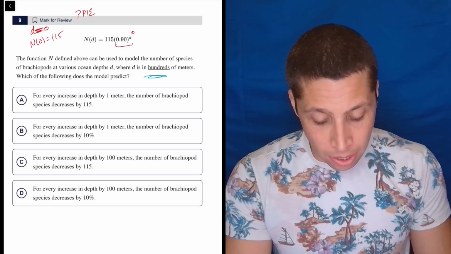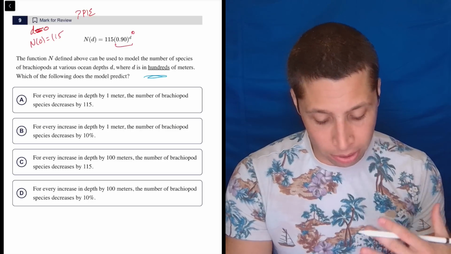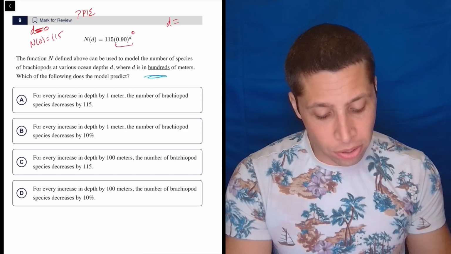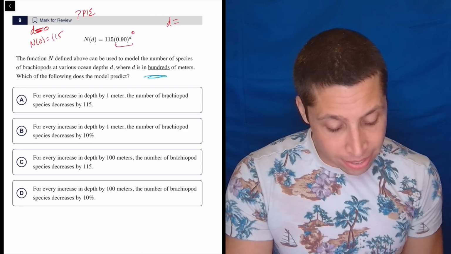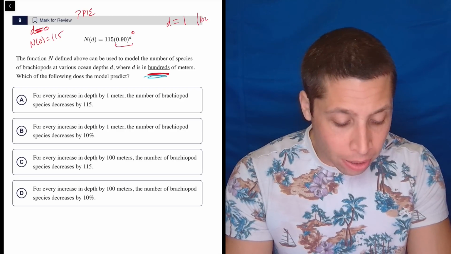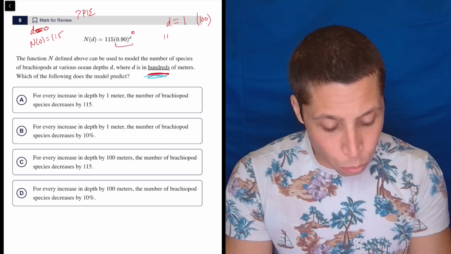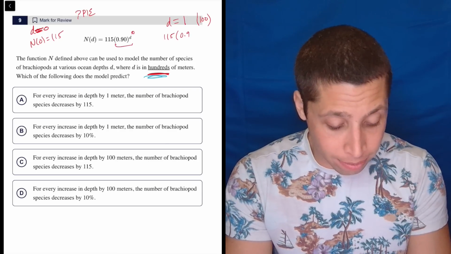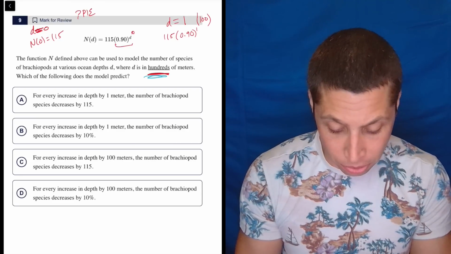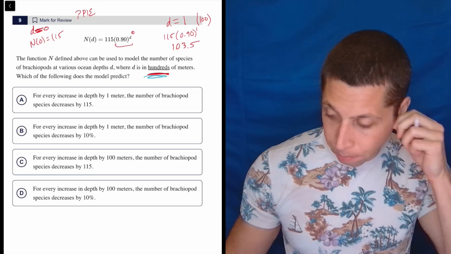So that already doesn't bode well for A and C, because if 115 is kind of our starting point, is that an increase or a decrease? Probably not. But here's what we can do. We can easily choose a new number for d and see how this is going to change. But let's make our lives easier, right? d is in hundreds of meters. So if I make d 1, that's really 100 meters of difference. So we've got to be careful with that. But if I put 1 in, then I'm going to do 115 times 0.90 to the first. So let's just do it for the sake of having a number. 115 times 0.9 is 103.5. So there's a little bit of a decrease there.